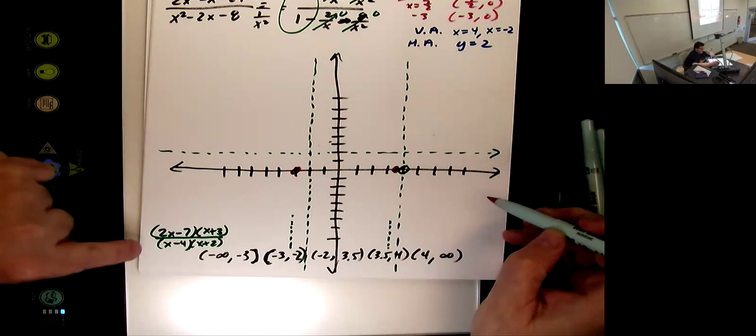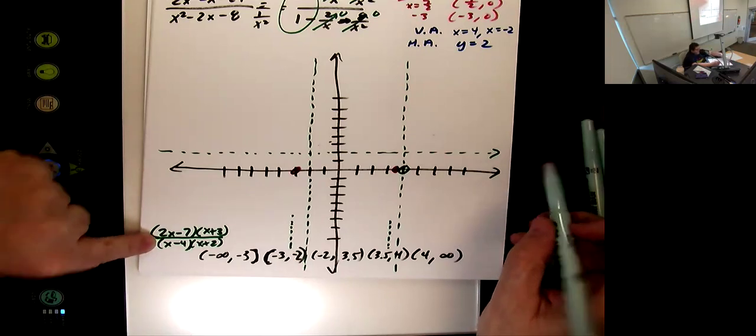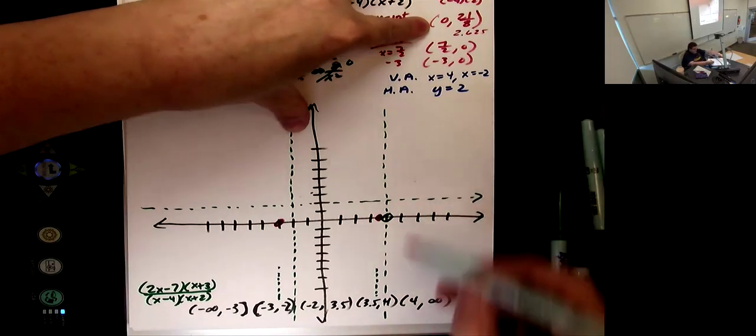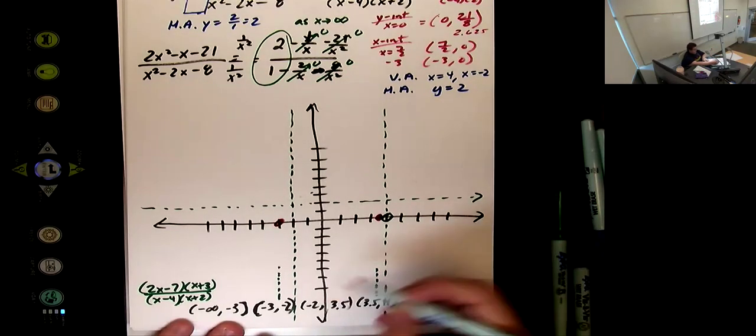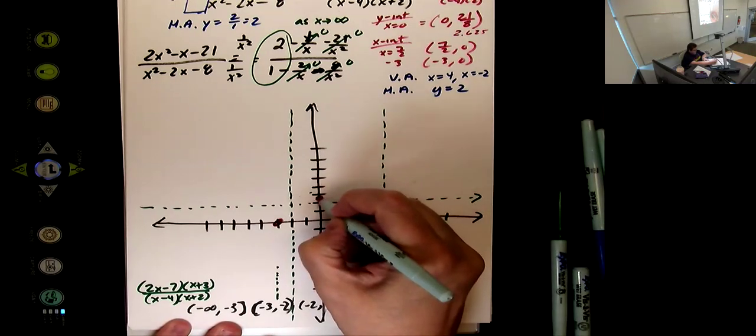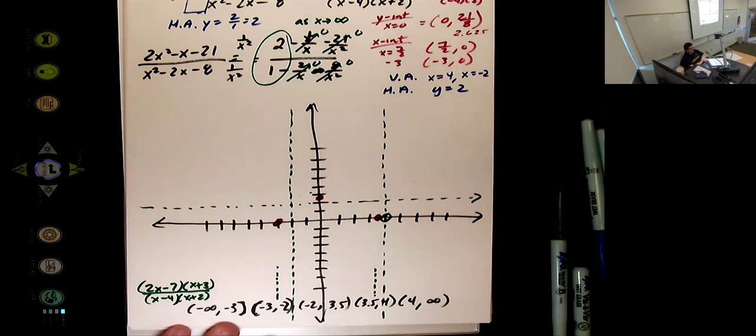Okay, if I stick in x equals 0, I have the y-intercept. The y-intercept was 21/8, which is positive. So this is a positive region. In fact, 21/8 is above 2 but below 3, so I have my point up there.